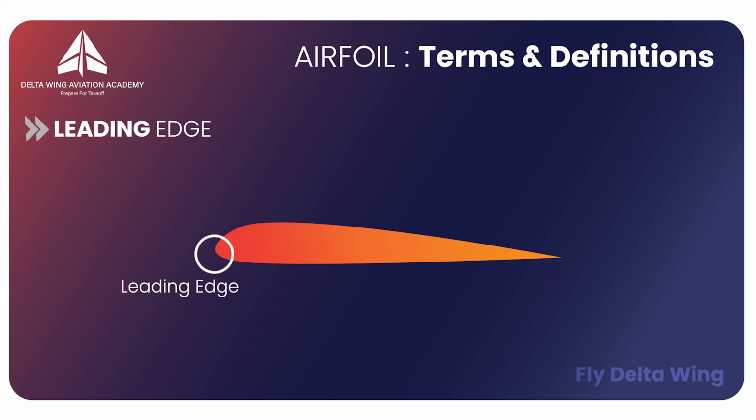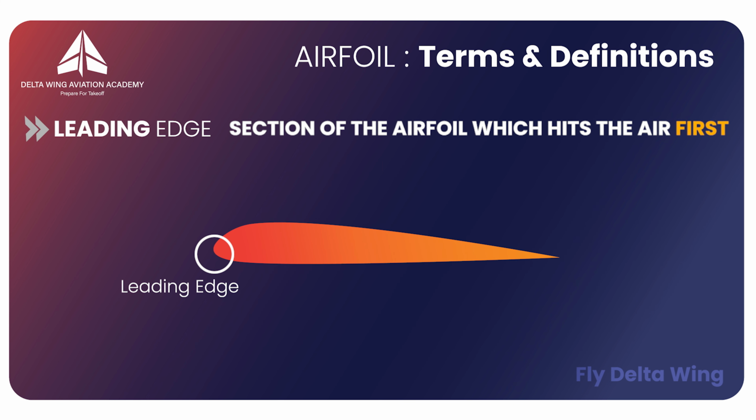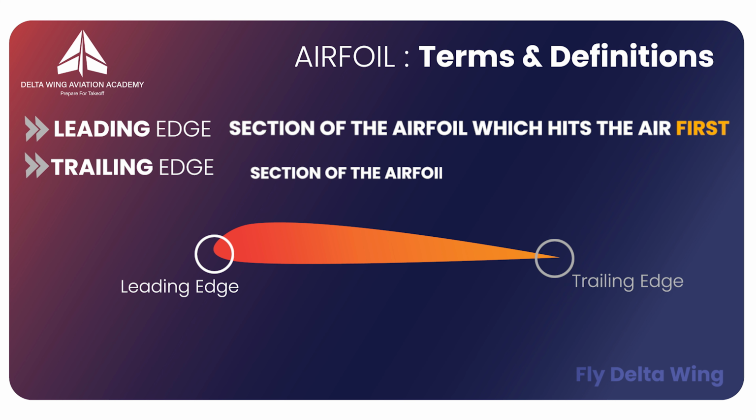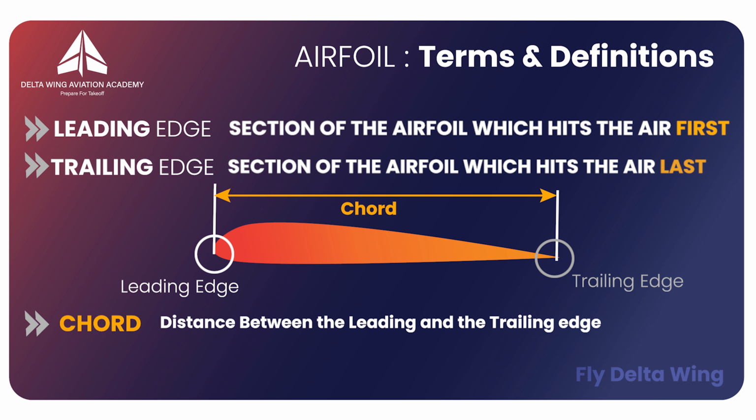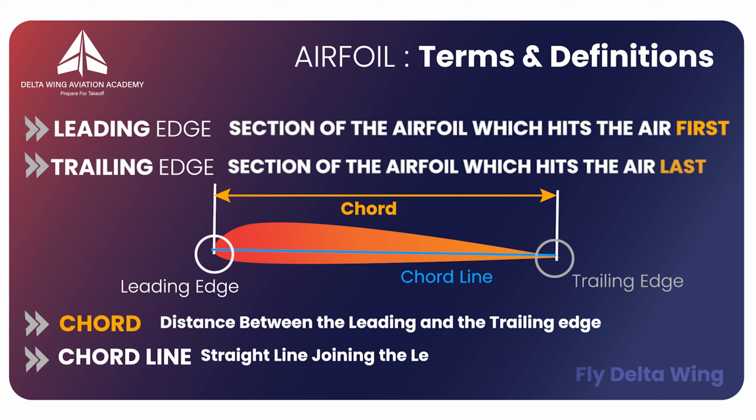Leading edge, the section of the airfoil which hits the air first. Trailing edge, the section of the airfoil which hits the air last. Chord, the distance between the leading and the trailing edge. Chord line, a straight line joining the leading and the trailing edge.